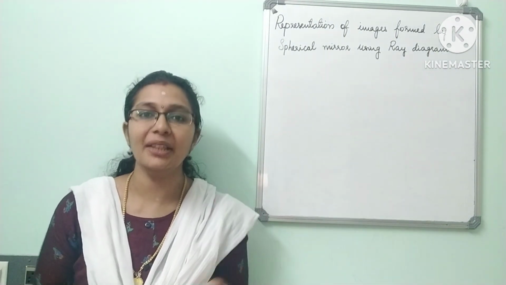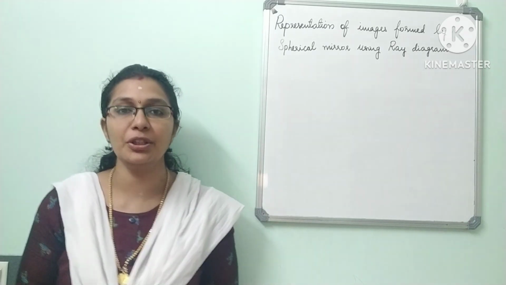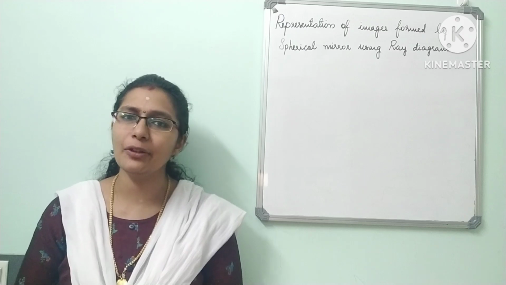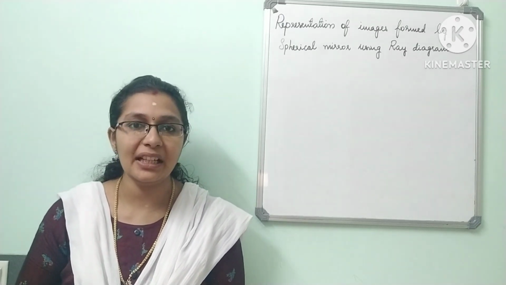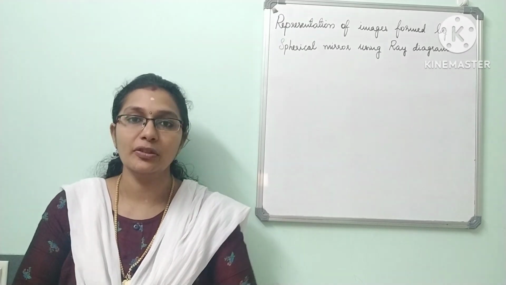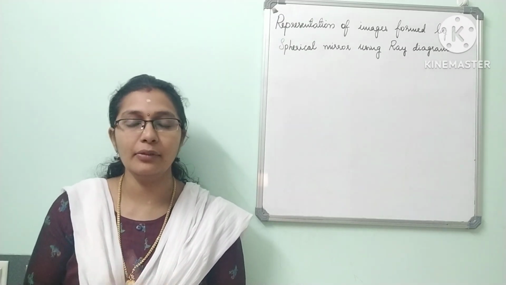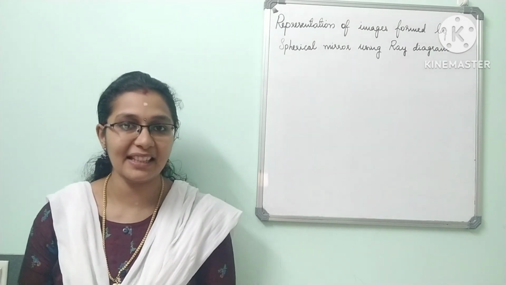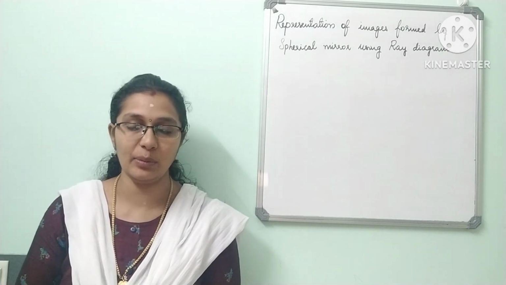So the next topic is representation of images formed by spherical mirror using ray diagram. The topic is very big. Actually, you are going to follow 4 rules in order to draw the ray diagram. Why are we drawing ray diagrams? We saw the plane mirror characteristics, right? The image formed is virtual, erect, behind the mirror, object distance and image distance are the same, object height and image height are the same, right?